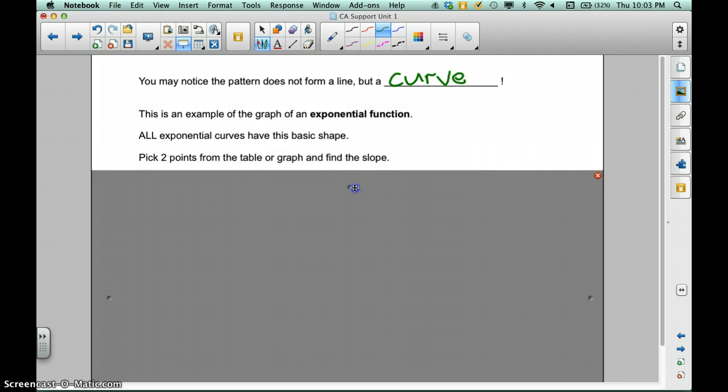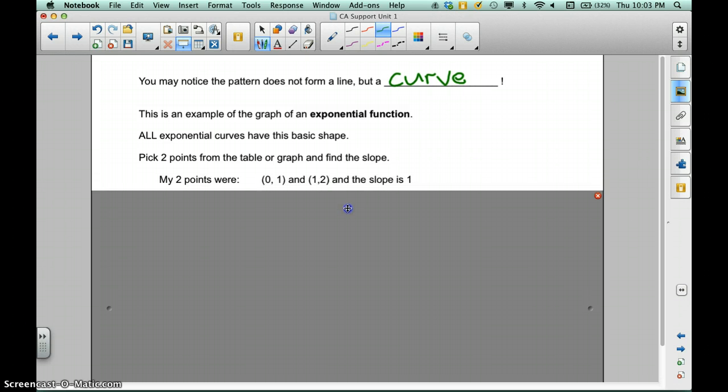I want you to pick 2 points from the table or the graph, whatever way you want, and I want you to find slope. If you use the table, you'll use the slope formula, the difference in the y's over the difference in the x's. And if you use the graph, you can pick 2 points on the curve and count rise over run to get from one point to the other. Pause the video and do that for 2 points right now.